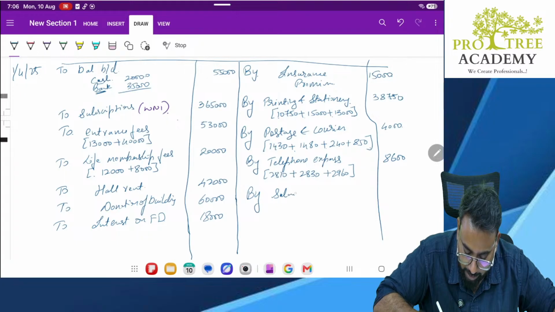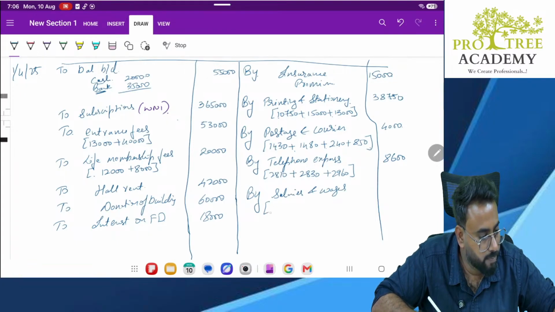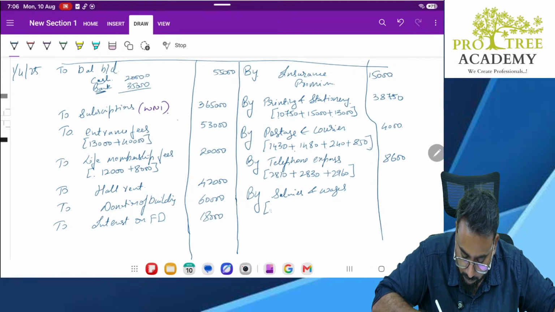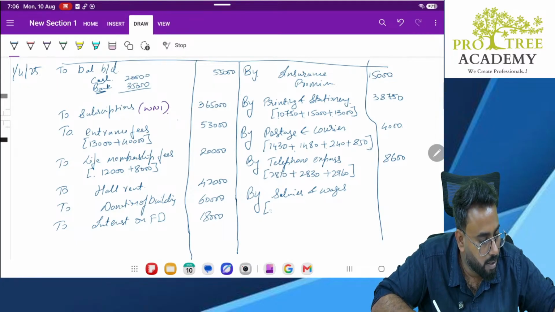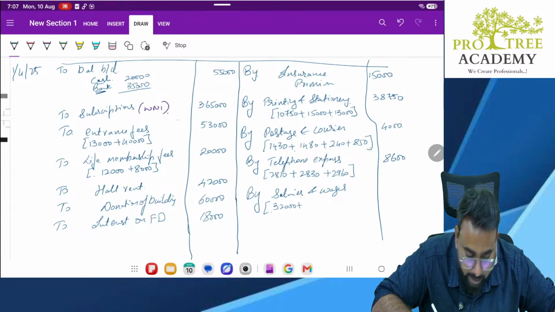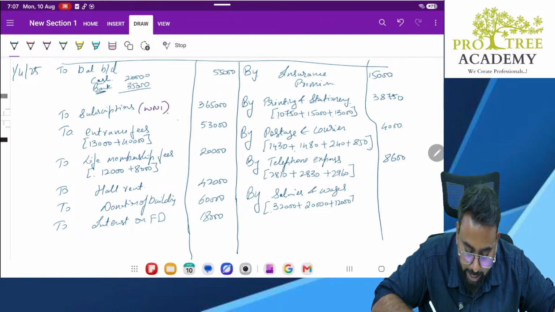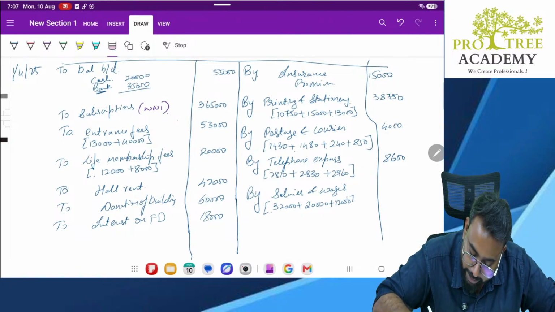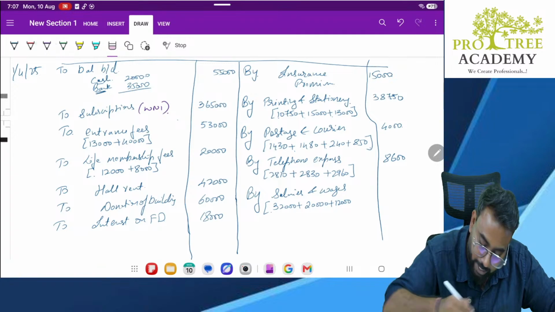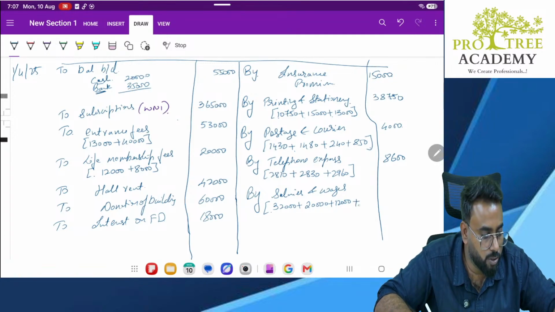By salaries and wages. Salary and wages 32,000 plus. Next page we have, be careful. There is 20,000 also. There is 12,000 also. That means some portion has been paid from cash and some portion has been paid in the bank account. So we need to take both amounts. 20,000 also should be taken.